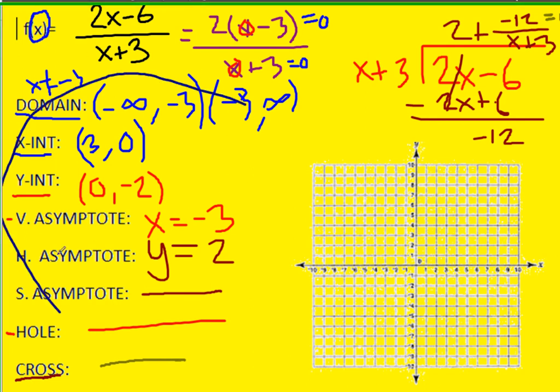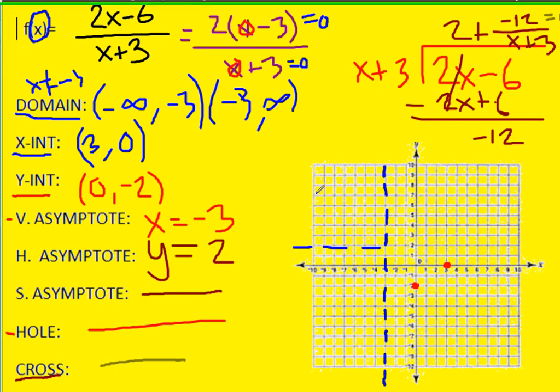Now we're going to use all of this info that we have to graph our function. So what I'm going to do first is I'm going to plot everything I know. I'm going to start with my x and y intercept. An x-intercept is at (3, 0), and a y-intercept is at (0, negative 2). We have asymptotes. A vertical asymptote happens at x equals negative 3. So I go to negative 3, and I'm going to draw a vertical line. And then I'm going to do the same for horizontal. The horizontal is at y equals 2. So I'm going to draw a horizontal line.